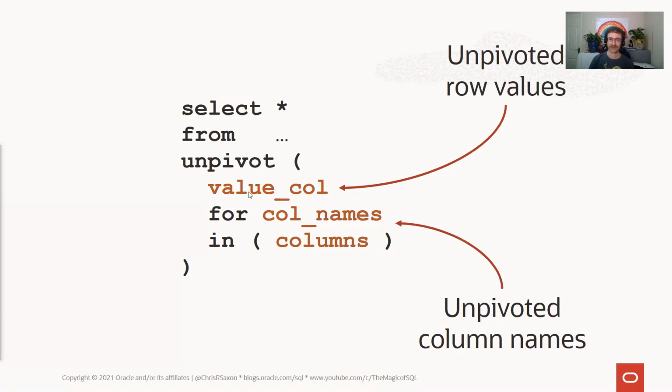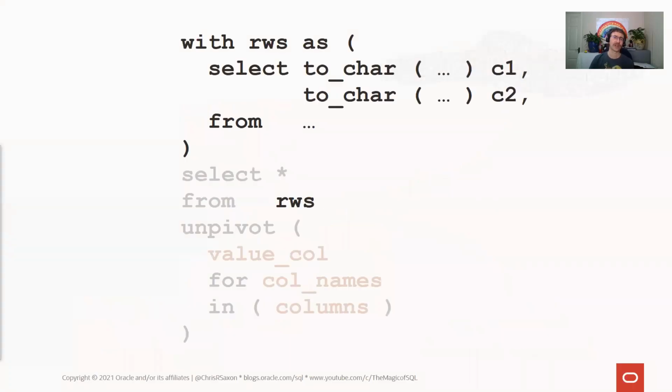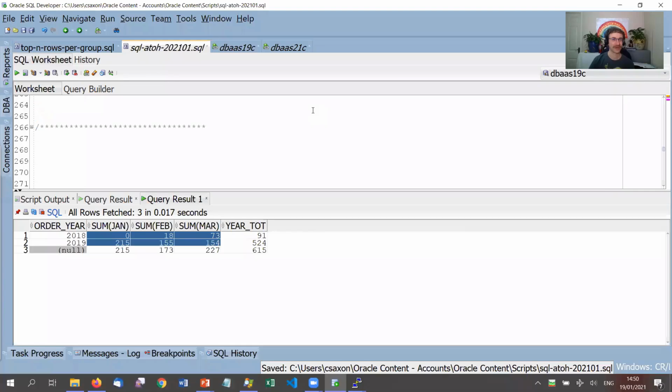So this first one stores the values. The second part stores the names of the source columns. And then finally, we've got the columns that we're actually going to unpivot. One thing to note about those columns is they must have the same data type. So if you're trying to unpivot incompatible data types, you're going to get an error. So similar to pivoting, quite often you will want a subquery to pre-process the data. In this example, just convert everything to a string, like to_char everything, to actually be able to do what you want. So quick demo on unpivoting.